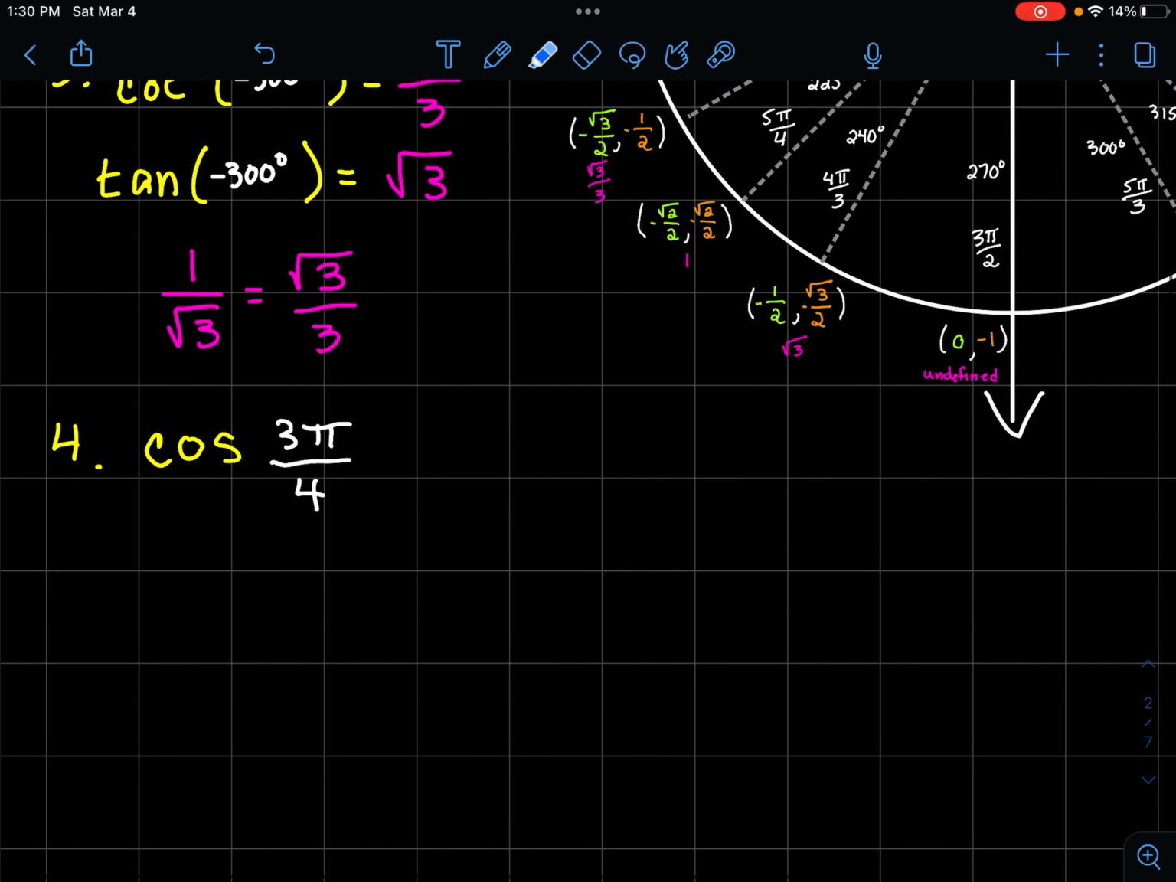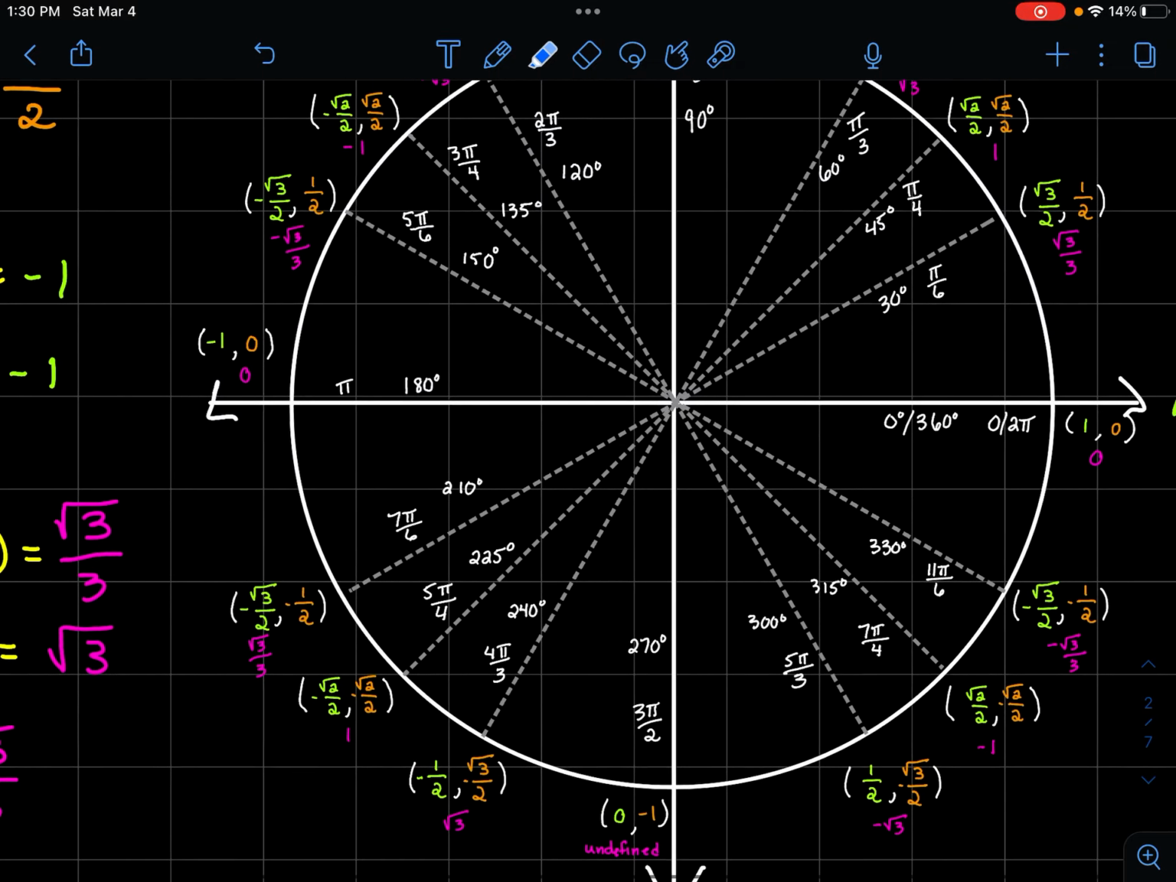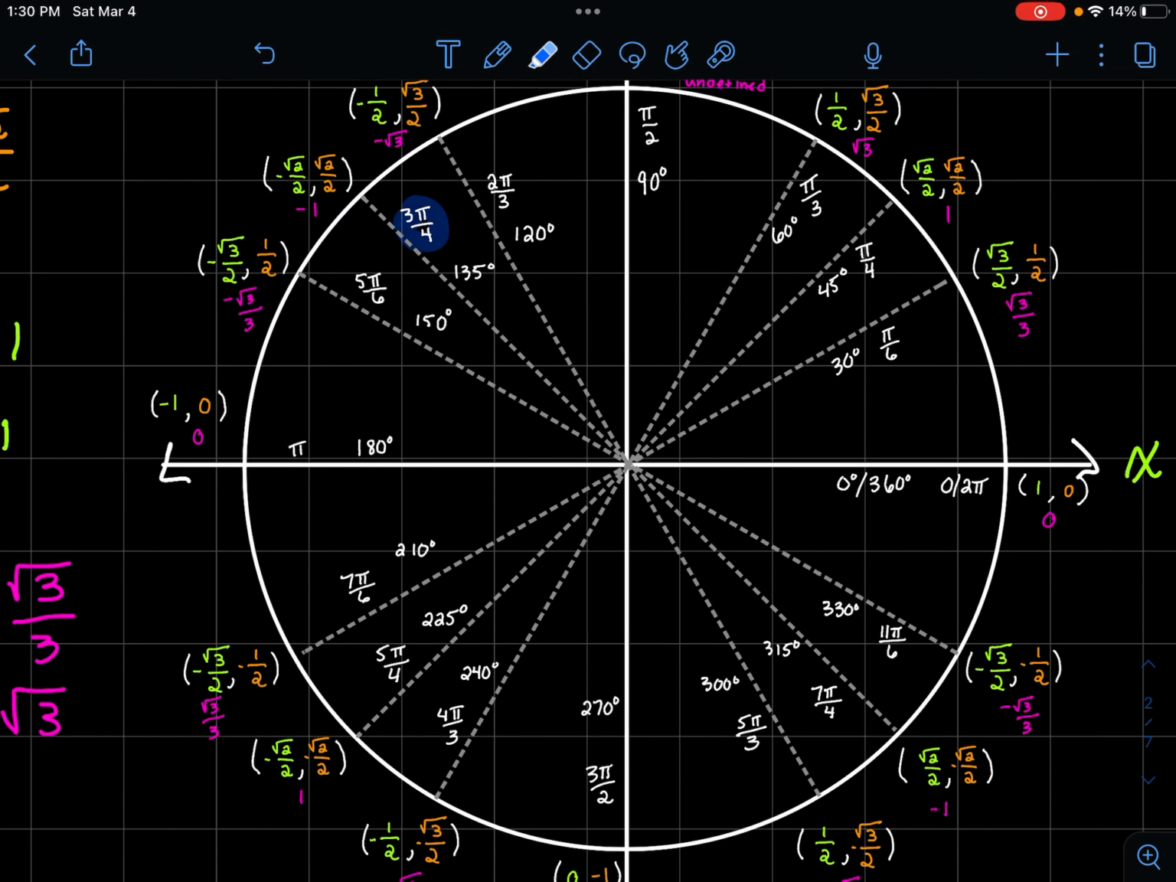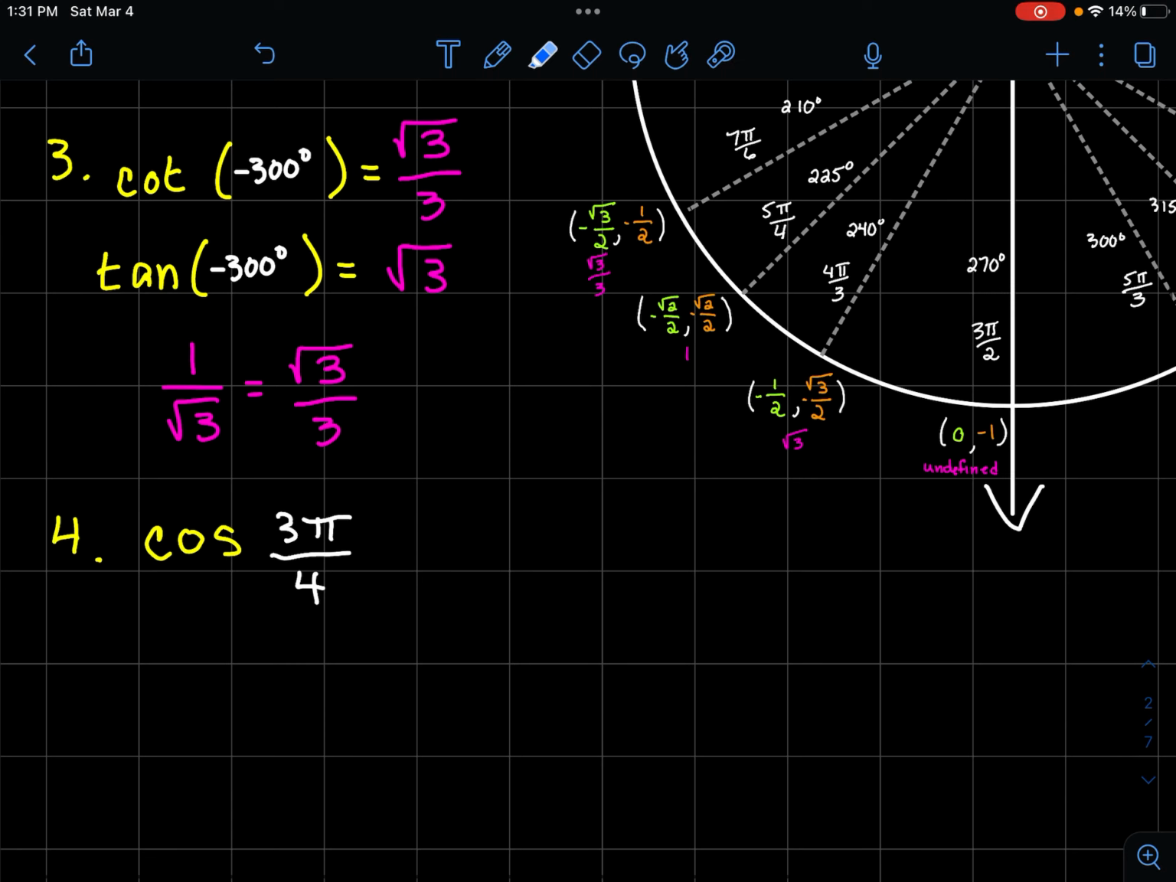Got a couple more for us to look at. How about radian measures? What's the cosine at 3 pi over 4? Well, let's locate the radian measure, 3 pi over 4. Here is the radian measure. Cosine is the x value of the ordered pair, so I need to find the x. That happens to be negative root 2 over 2. So therefore, the cosine at my radian measure is negative square root of 2 over 2.